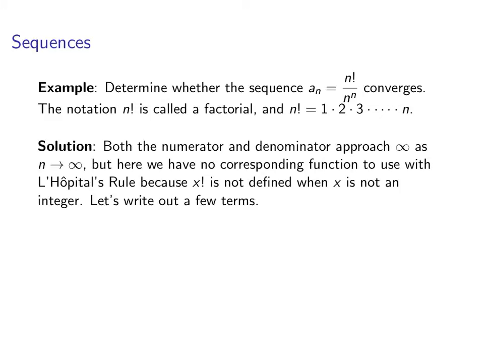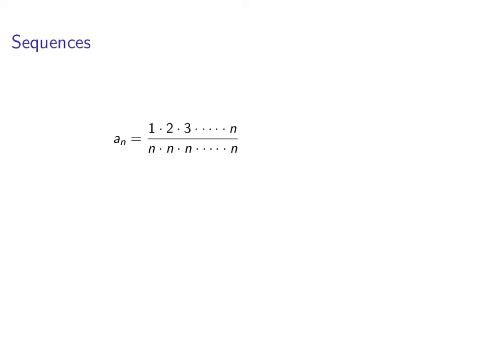Let's just write out a few terms. So a1 is 1, a2 is 1 times 2 over 2 times 2. a3 is 1 times 2 times 3 over 3 times 3 times 3. A sub n is 1 times 2 times 3 all the way up to n divided by n times n times n, n times.